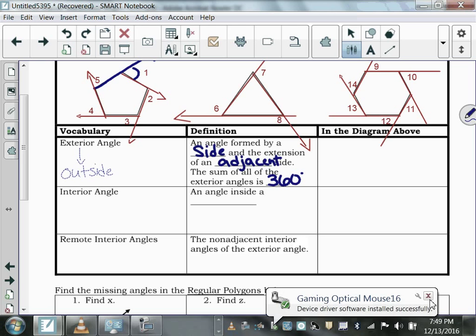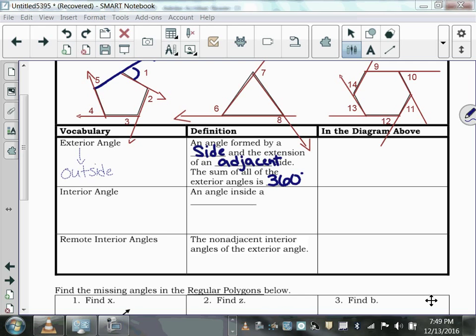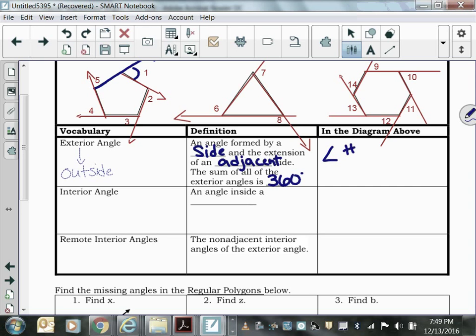So if we look up in our picture up above, we have a lot of exterior angles. Numbers 1 through 14 are all exterior angles up there. So for example, angle 6 right here is going to be an exterior angle.